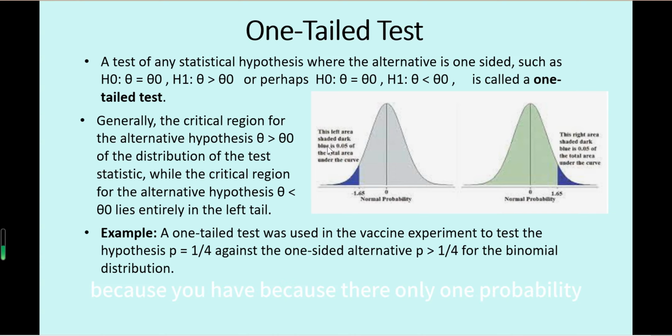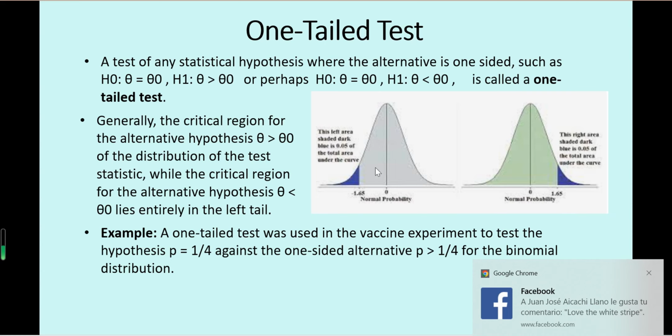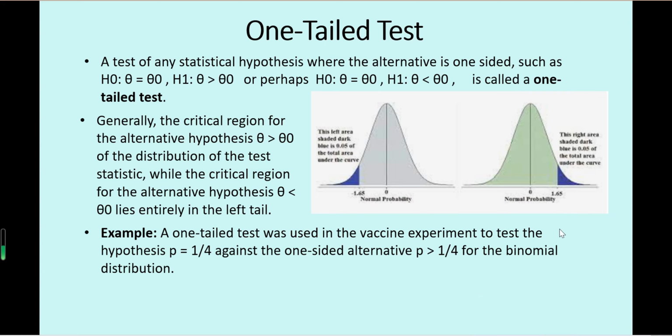Because there is only one direction, the test statistic will either be larger than this one or less than this one, not both. In this situation, you use a one-tailed test. And for the normal distribution, if the significance level is defined at 0.05, the test statistic will be compared with 1.65.